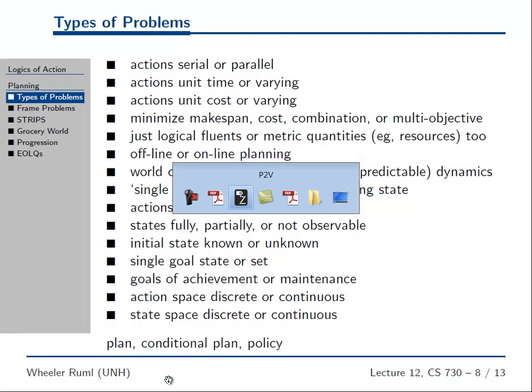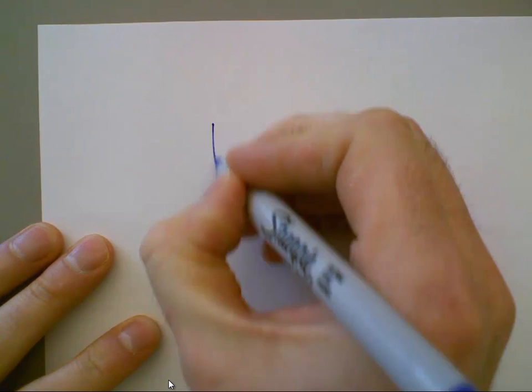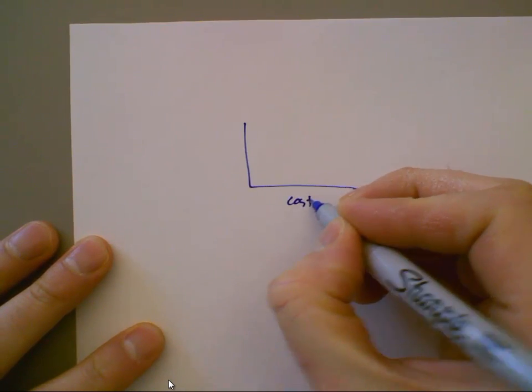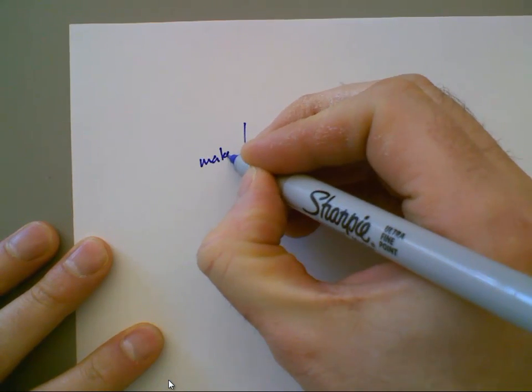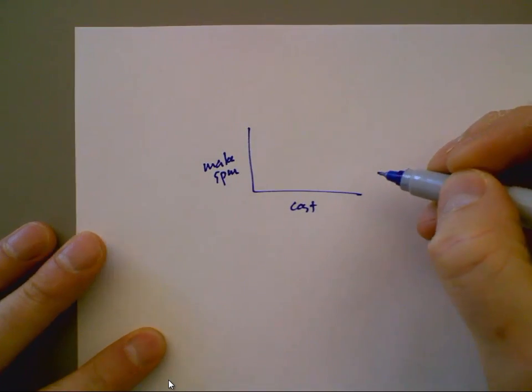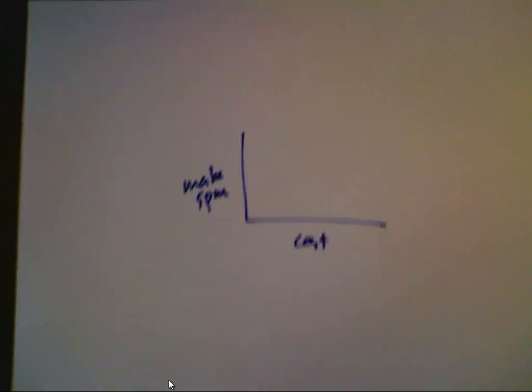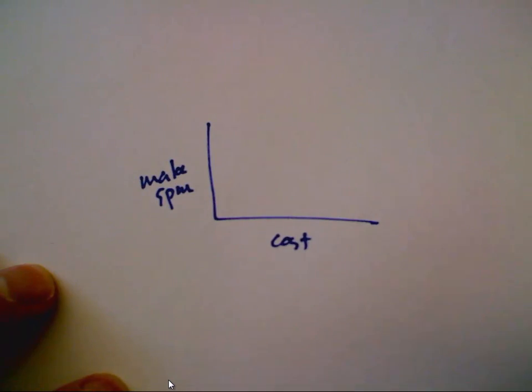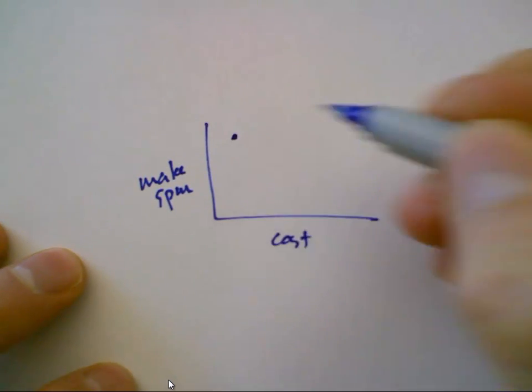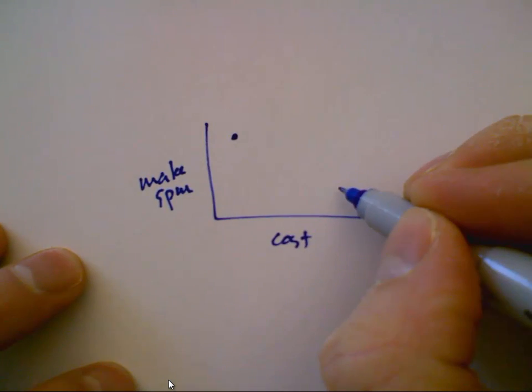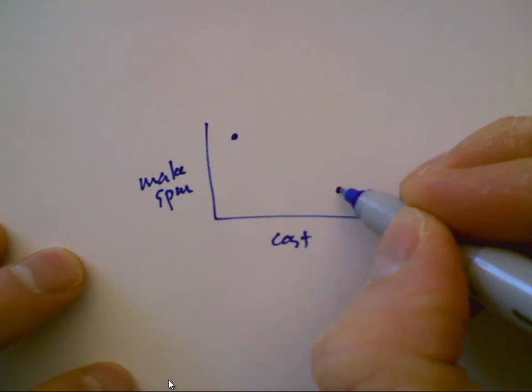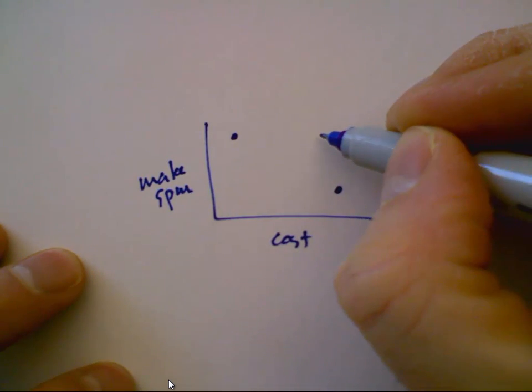If you want to throw around fancy lingo to impress your friends, you can talk about the Pareto frontier, because apparently there was some economist named Pareto. And here we've got cost, and here we've got makespan. And why do I draw these pictures so small? So here's high makespan, low cost. Here's high cost, low makespan. Here's a plan that is not good.